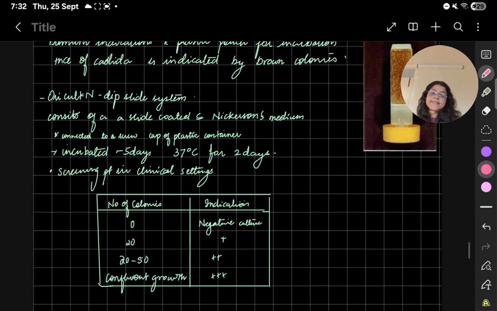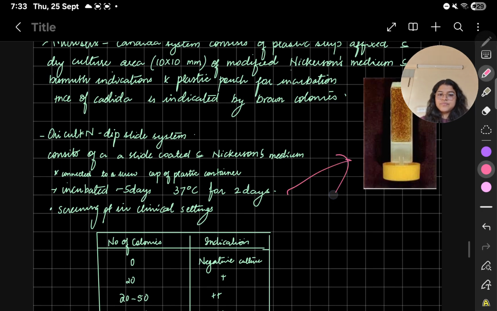Auricult and dip slide system. It consists of a slide coated with Nickerson medium again. This time the slide is connected to the screw cap of a plastic container. It is incubated for 2 days at 37°.